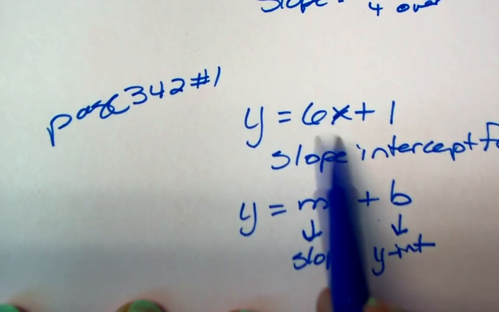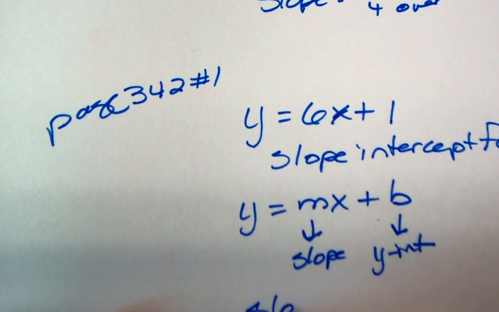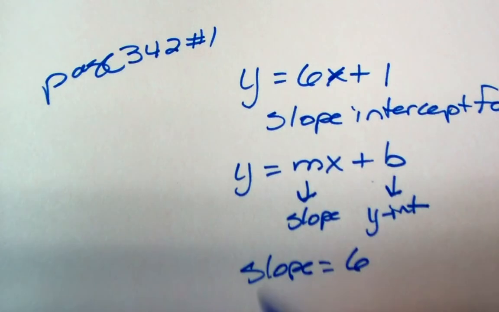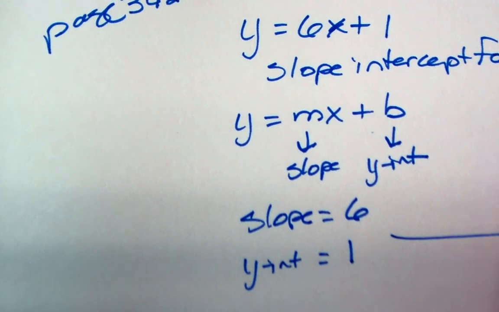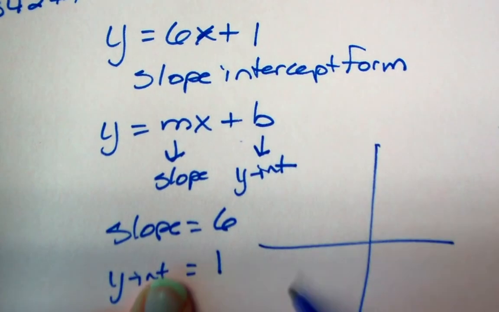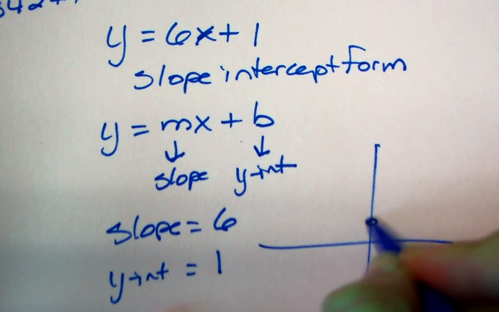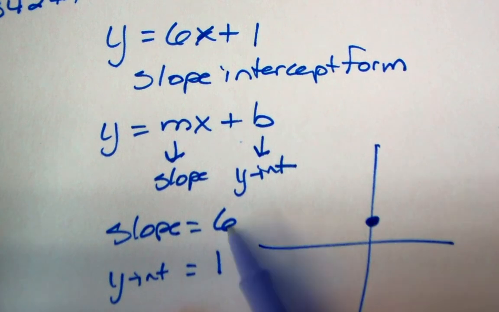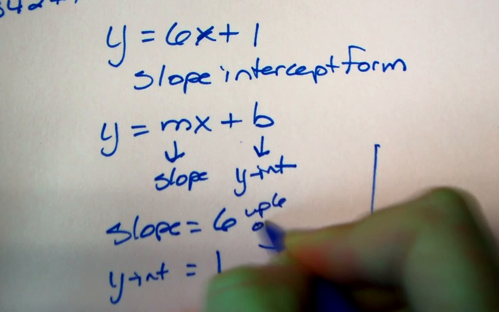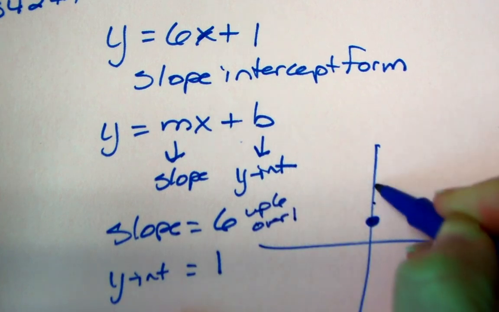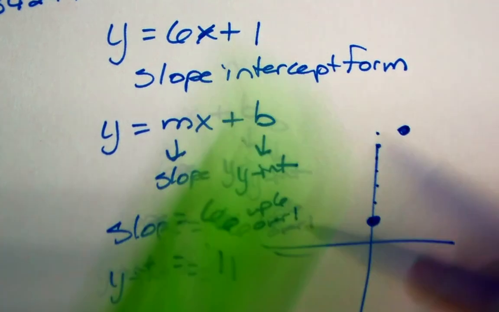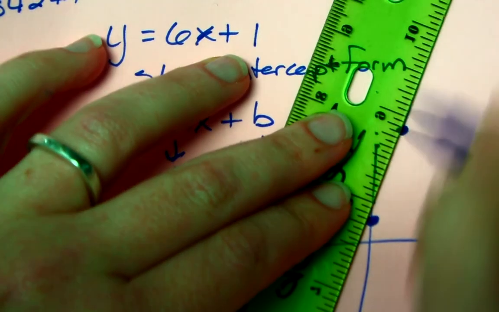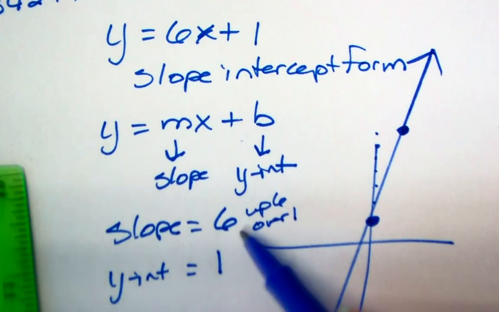So if I match this up with this, my slope is going to be 6. My y-intercept is going to be 1. So I can quickly sketch this by saying it's going to intercept the y-axis at 1. And then my slope is 6, so I go up 6 over 1. 1, 2, 3, 4, 5, 6 over 1. And then you could keep going, but you notice it's a pretty steep slope, 6 over 1. But it's going to be a positive slope because that's a positive number.